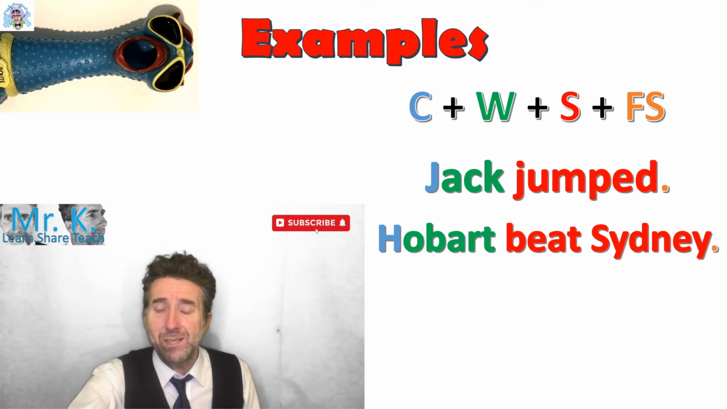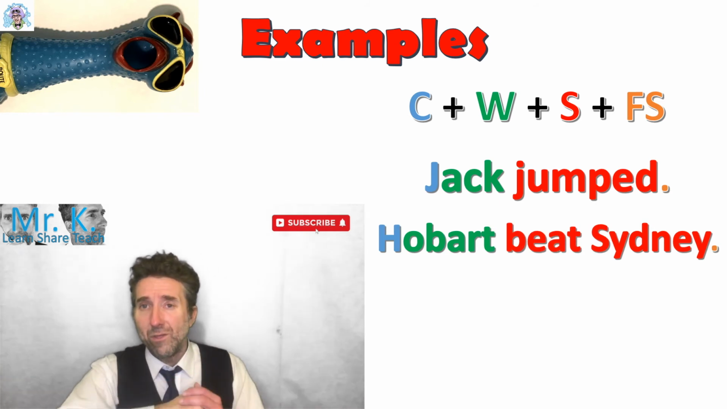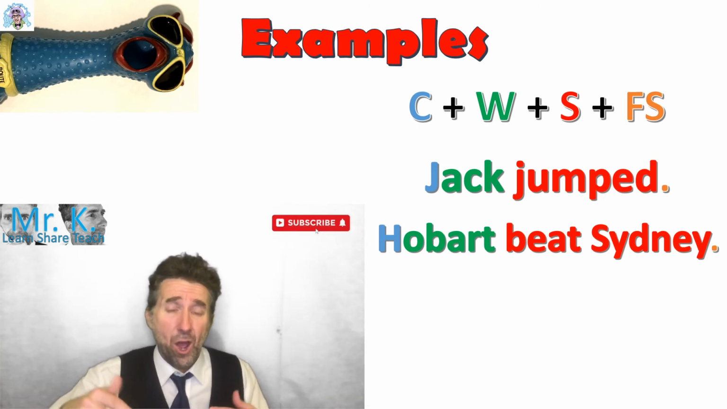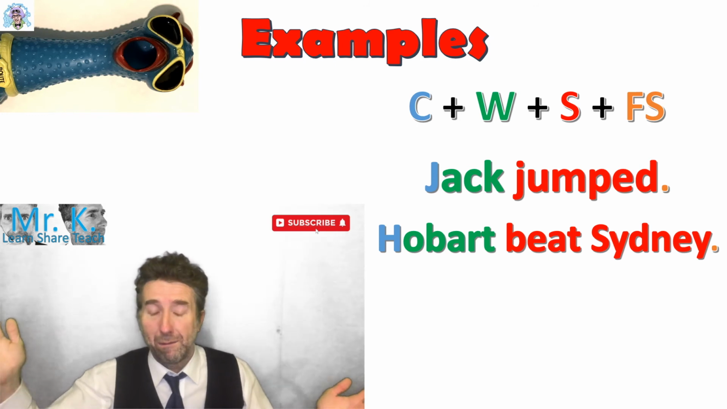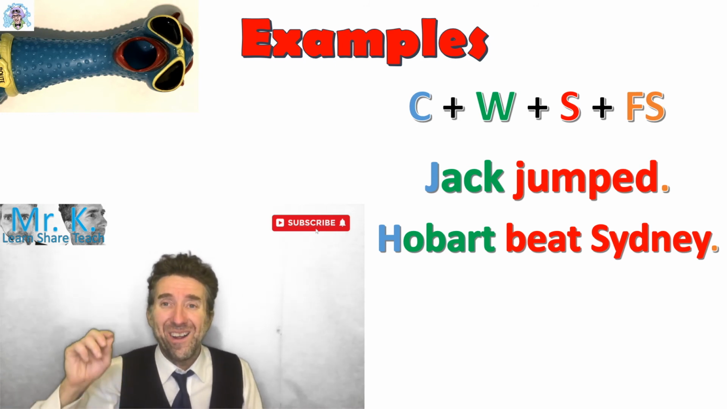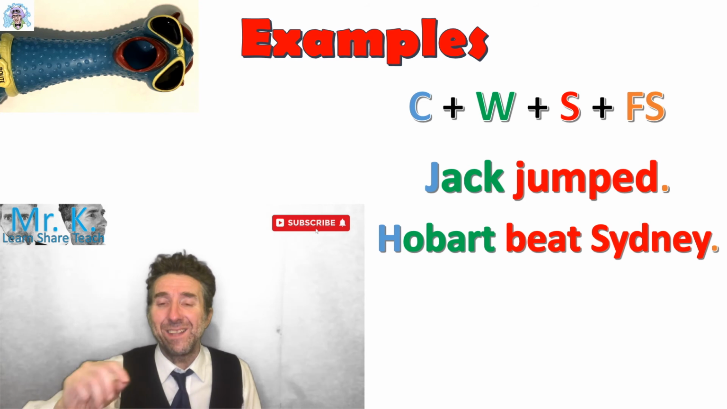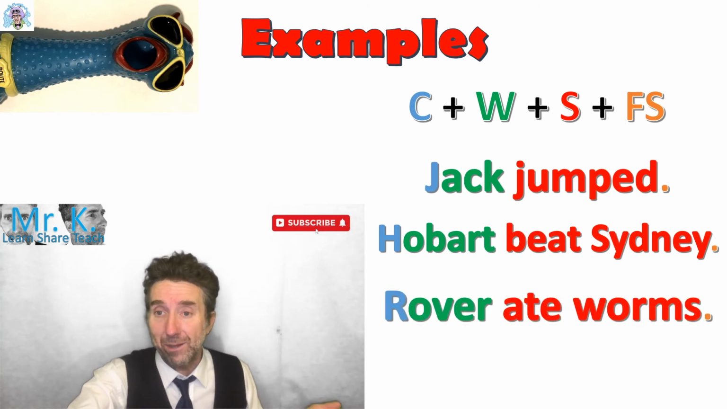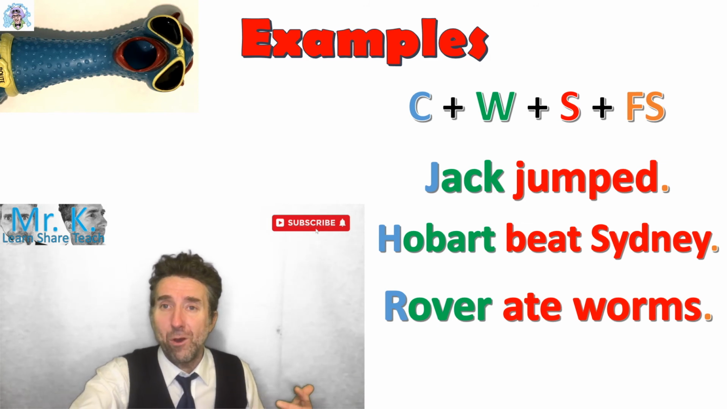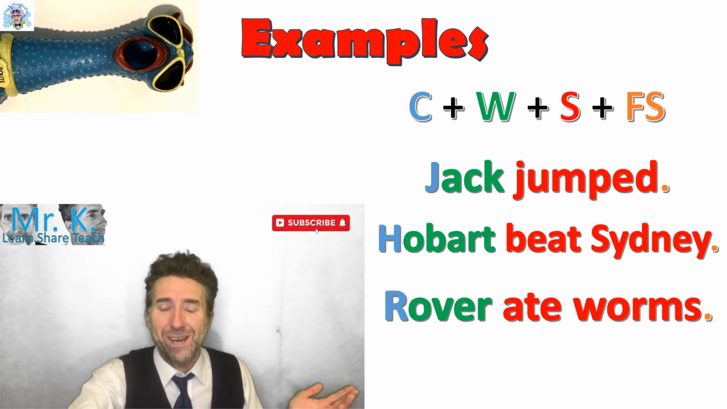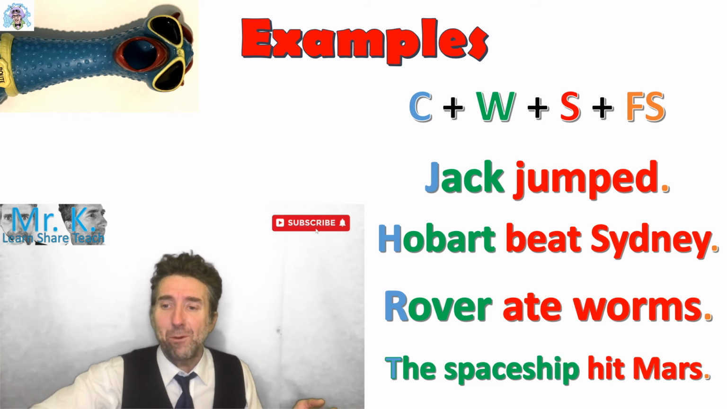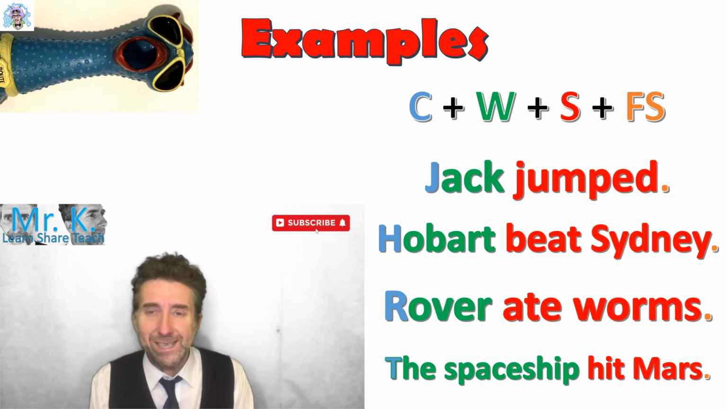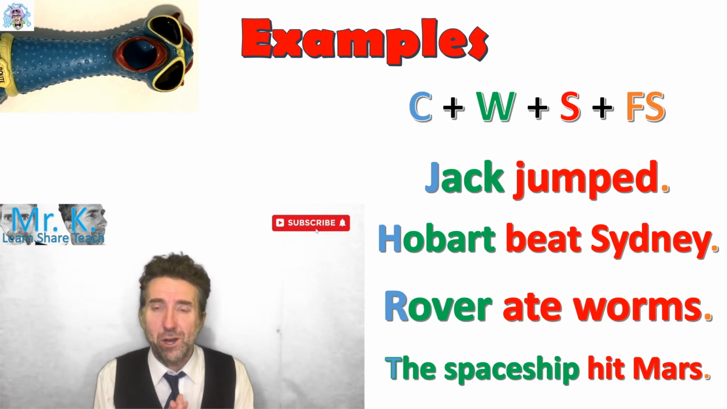So Jack jumped. Okay, Jack is the who or the what, and we've said something about him, and then we need a full stop after that. Hobart beats Sydney. So we've said something about Hobart, and then we've got a full stop at the very end of that. And note that they all start with a capital letter, all of these sentences. Rover ate worms. I think it must be a friend of Urkel, but anyway. And the final example, the spaceship hit Mars. So you can see I've got a capital at the beginning there, and we've said something about the spaceship, and we've finished it off with a full stop.